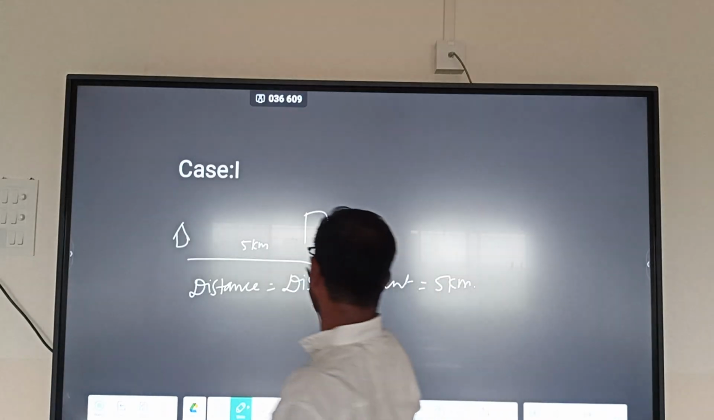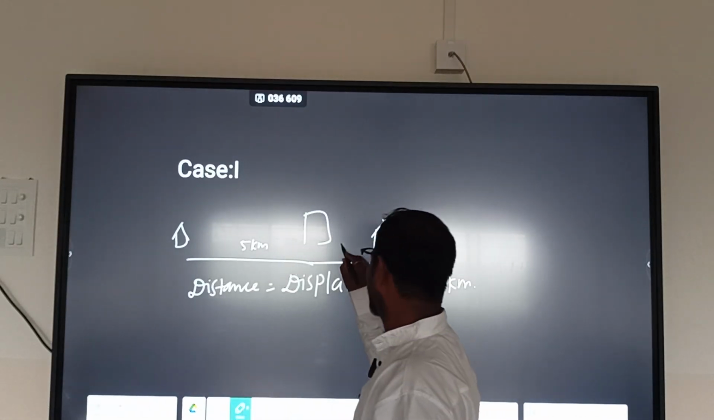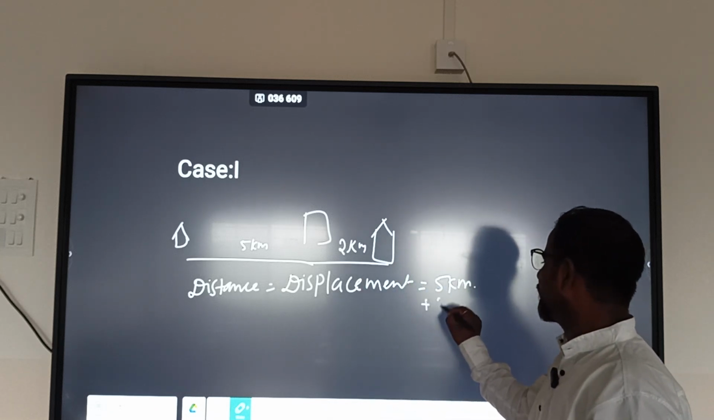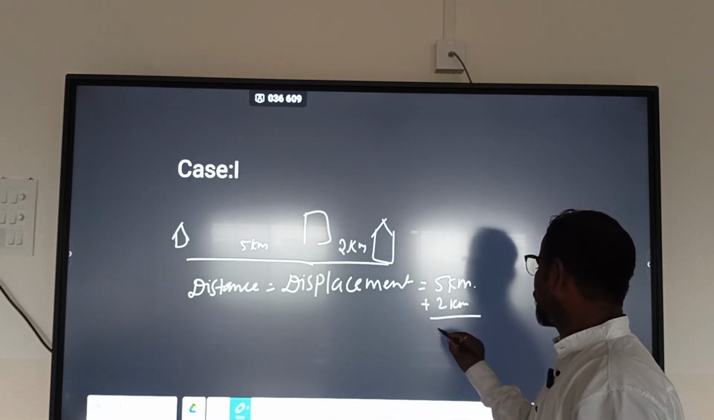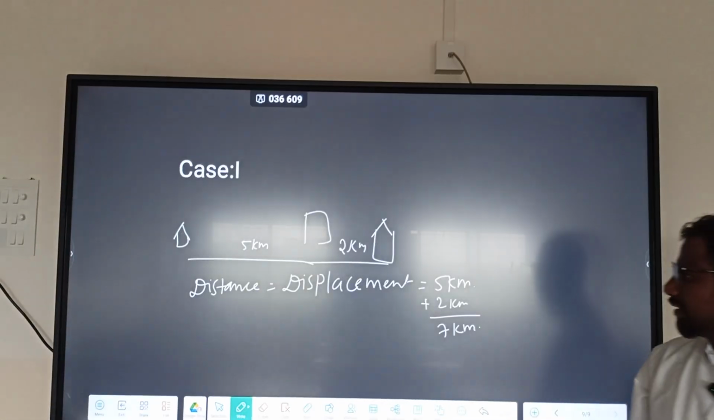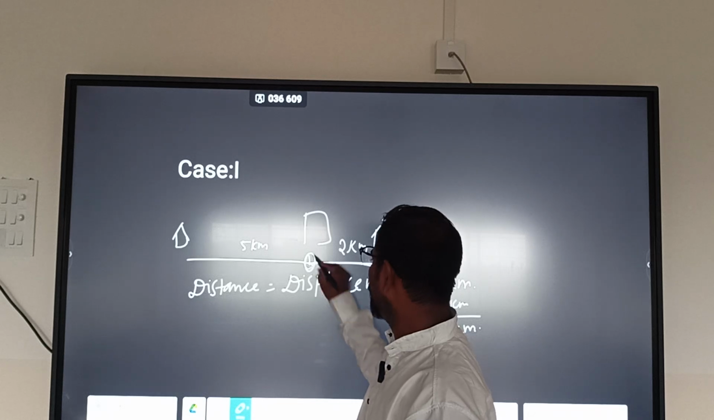Suppose he visits a shop or a bakery a further 2 kilometers away. Here distance and displacement are also equal, that is 7 kilometers. Then from the bakery he comes to his school.